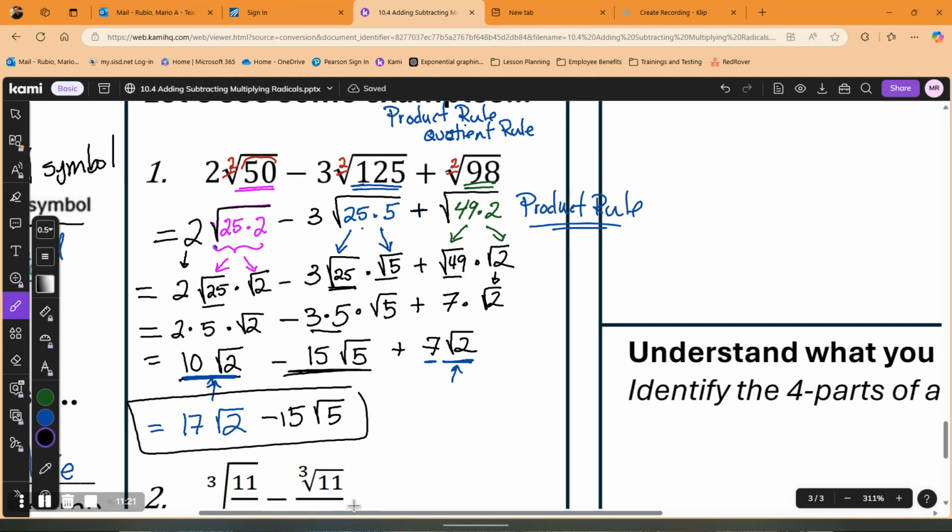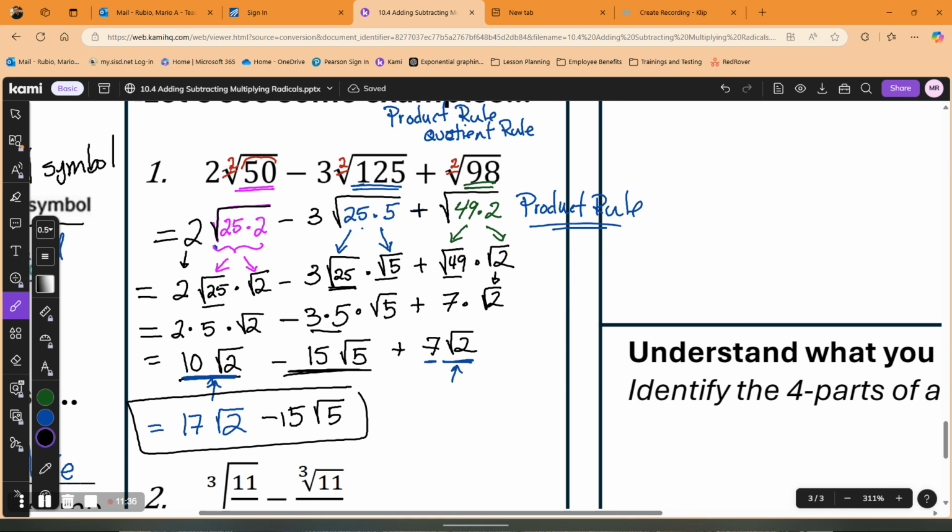I can't simplify anymore. These have the same index. Okay, it's a number 2, it's a square root, but they don't have the same radicand, so I can't add those anymore. And that's it. That's all we need to do when we're adding and subtracting.